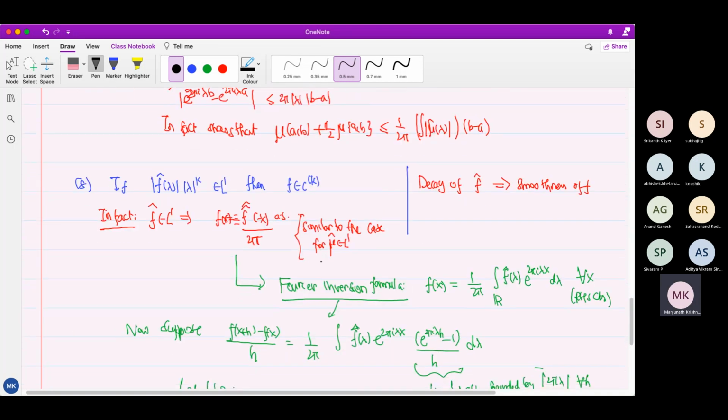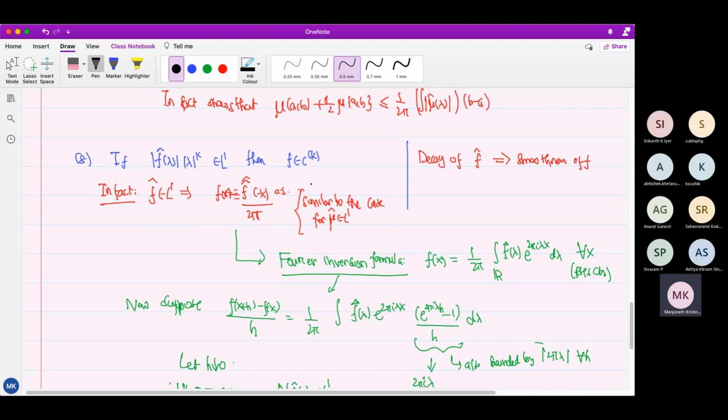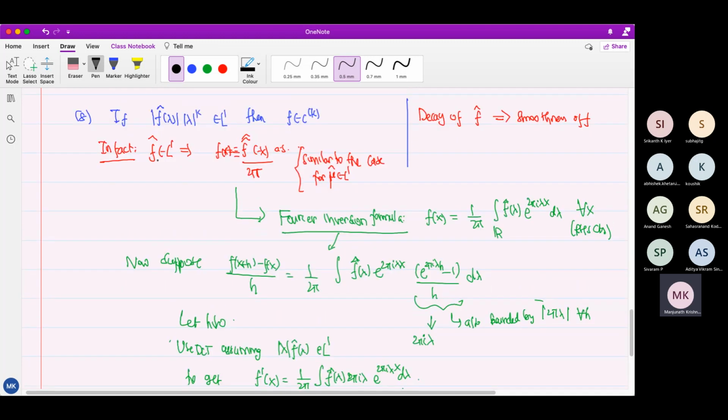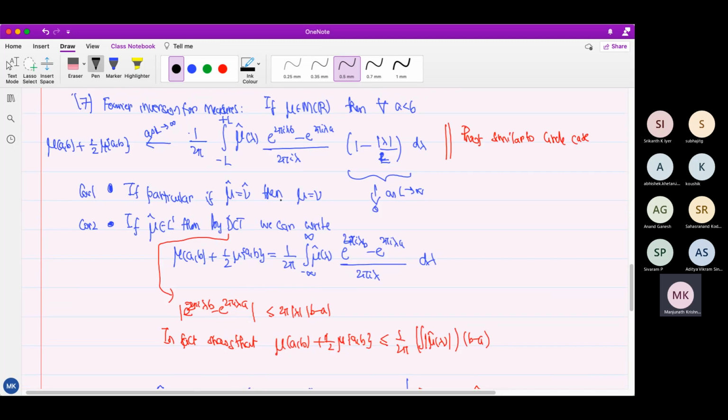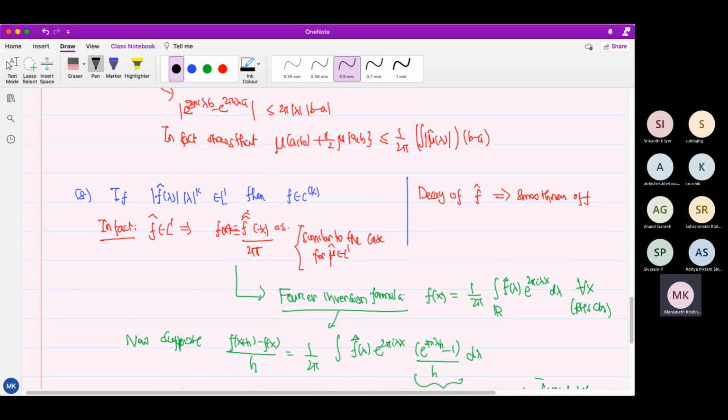The other way, if f hat decays fast, then f is smooth. That is something that I mentioned here, and I gave it as an exercise. So if you assume f hat is in L1, then first one is when k is 0. If just f hat is in L1, this is the inversion formula. Okay, exactly like mu hat in L1, that's the case. So you get f(x) back as f hat of minus x, which also shows that if f hat is L1, then f has a continuous version actually. Because Fourier transforms are going to be continuous, f hat is continuous.